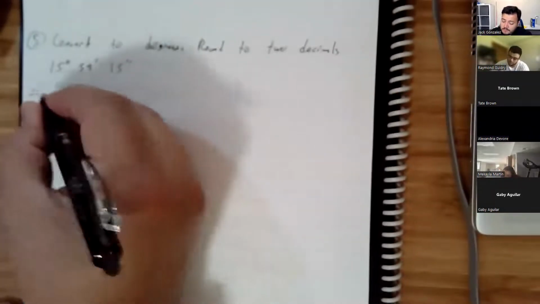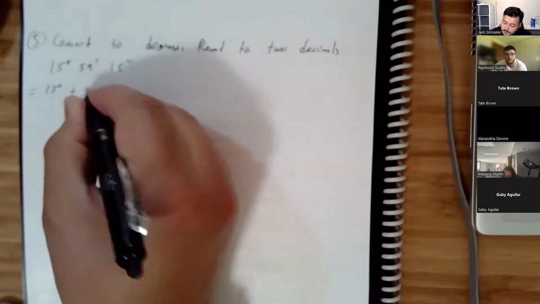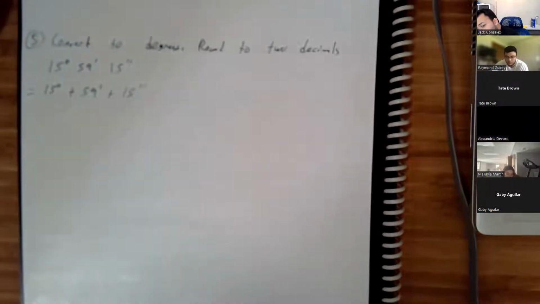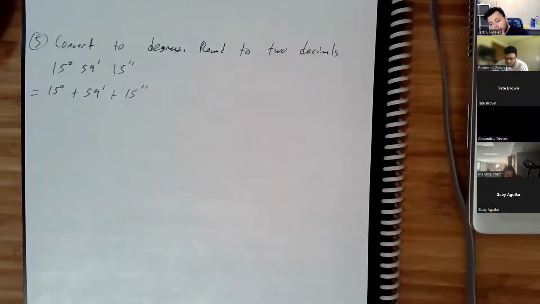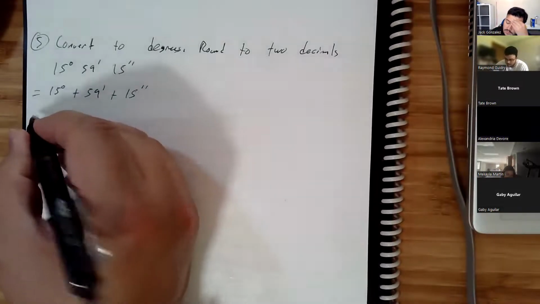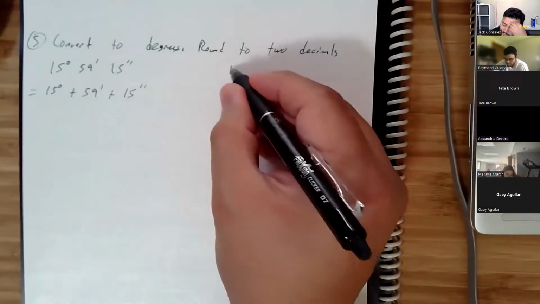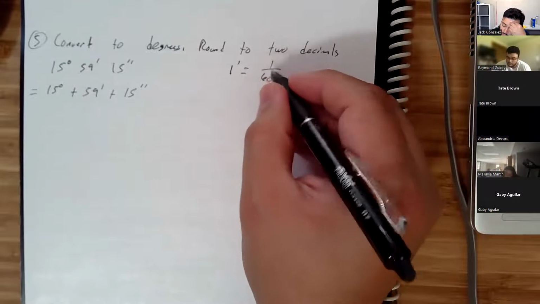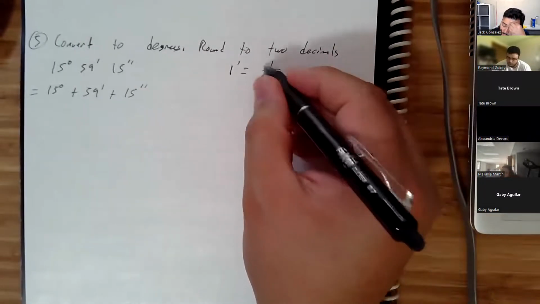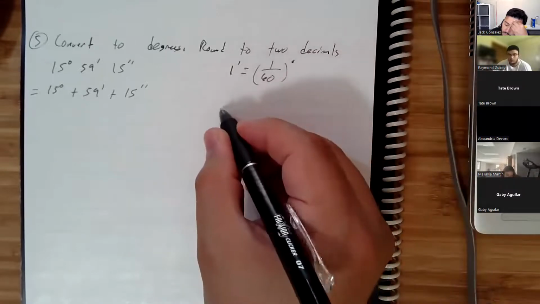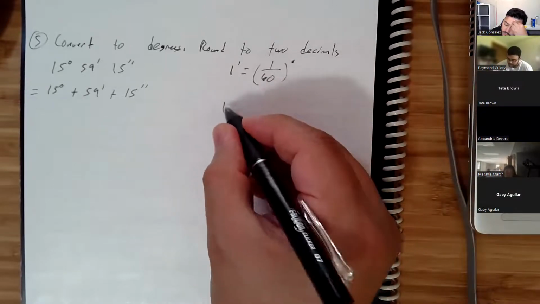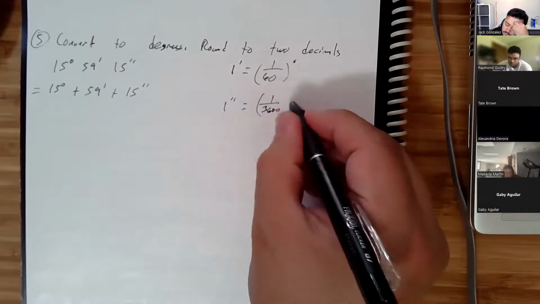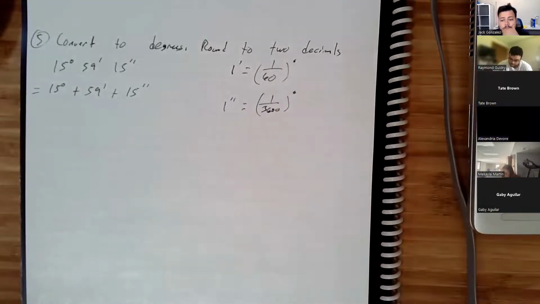So we said in the example, in the notes, that this is the same thing, right? That's what we said. We then said, I believe, I don't have the notes in front of me, that 1 minute was the same as 1 over 60 degrees, or 1 over 60. I believe 1 second would be 1 over 3,600, right? That's what we said. That sounds familiar.